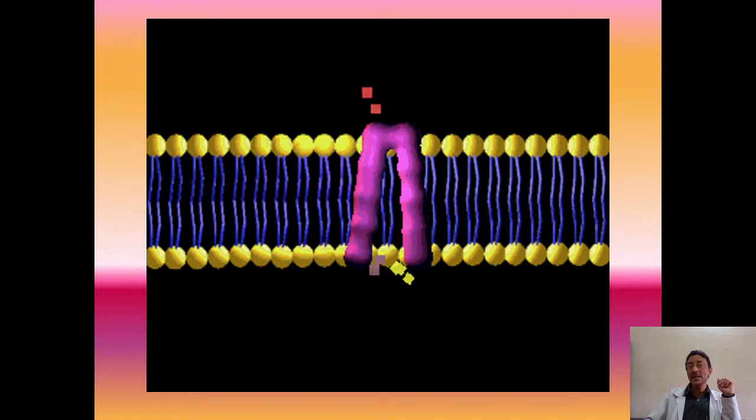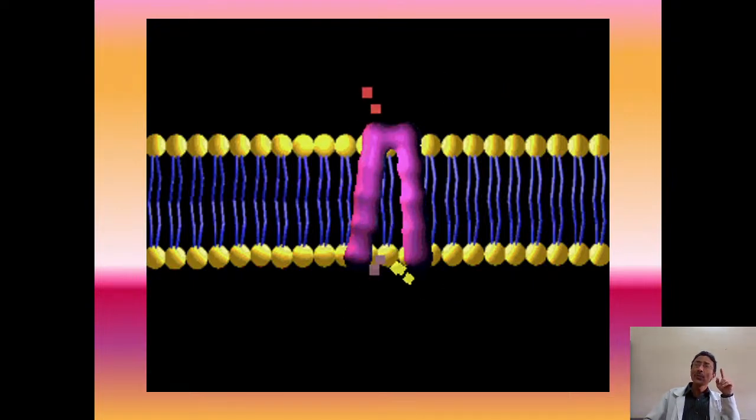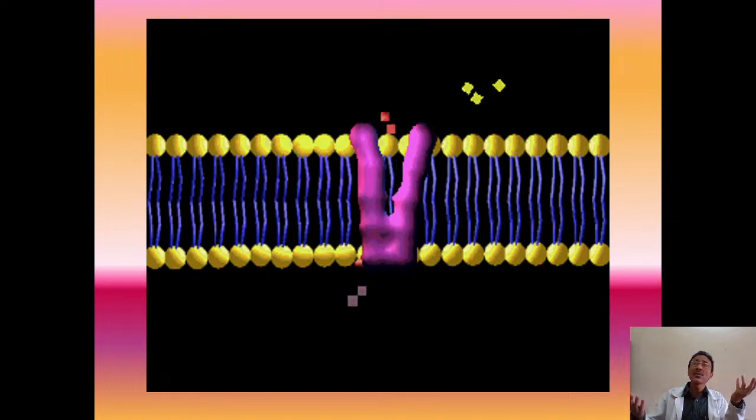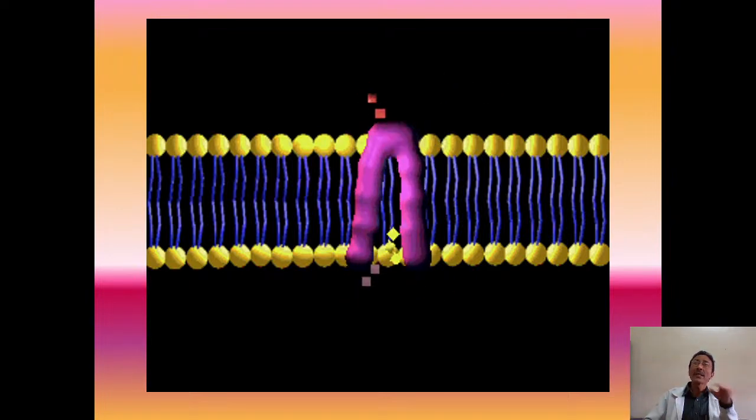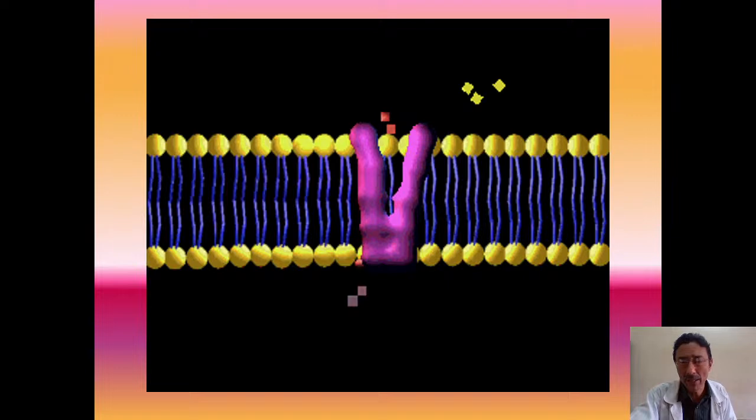What is more important here is that three sodiums are going out and two potassiums are coming in. Thus, there is a loss of a net one positive charge. When one positive charge is lost from inside to outside of the cell membrane, the electropositivity comes down and the electronegativity is restored back to normal.